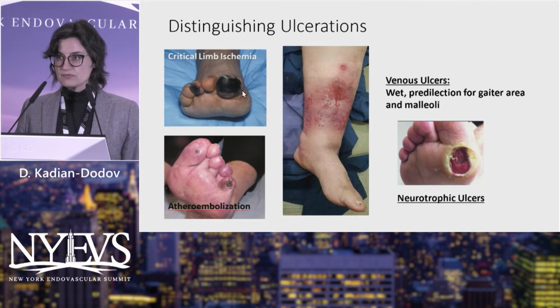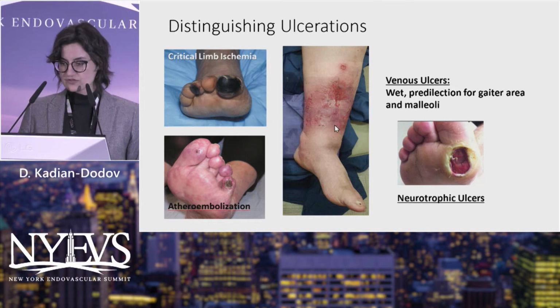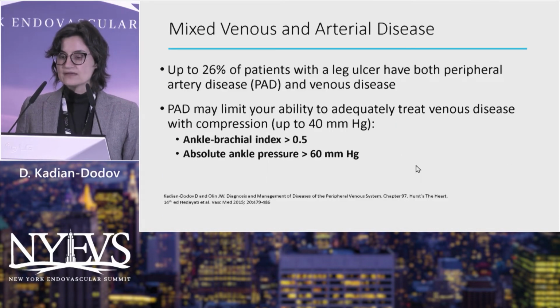So it's important to keep in mind different types of ulcerations. You guys are probably very familiar with critical limb ischemia, atheroembolization with distal ulcerations, sometimes some livedo changes, venous ulcers, which tend to be wet with a predilection for the gaiter area with hyperpigmentation, and then neurotrophic ulcers that occur over pressure points. But about 26% of patients that have a leg ulcer are going to have both PAD and venous disease. And this is really important to keep in mind because the PAD may limit your ability to adequately treat the venous disease with compression.